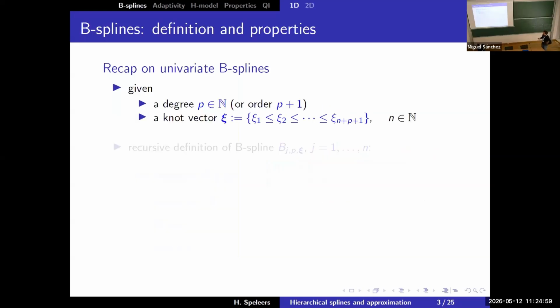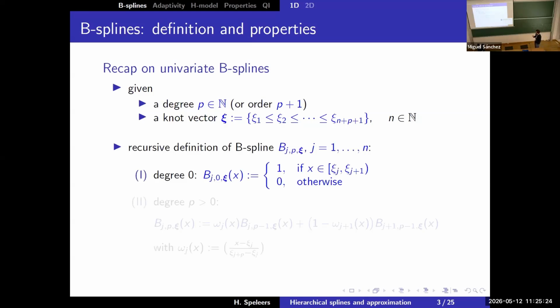Okay, so let me recall a bit what we have seen yesterday, just to refresh our memory. If you want to define a B-spline, then basically we need to choose a degree, and we need a knot sequence, a knot vector. That's basically the key ingredient. And we choose n plus p plus 1 knots, because with this choice we can define n B-splines.